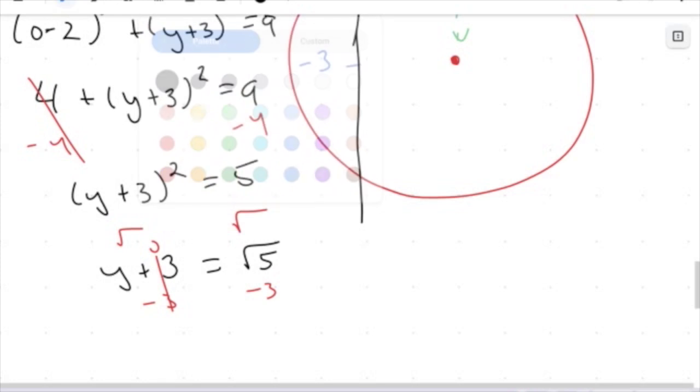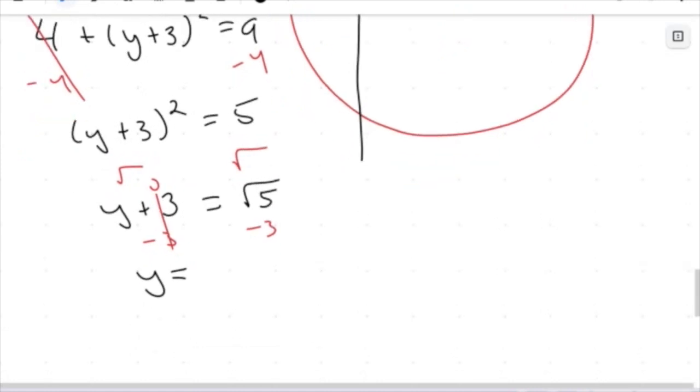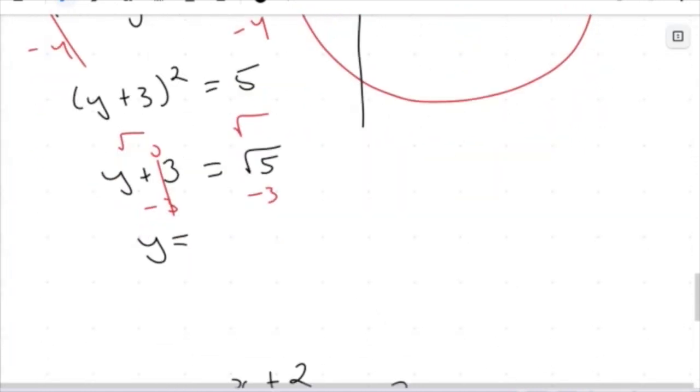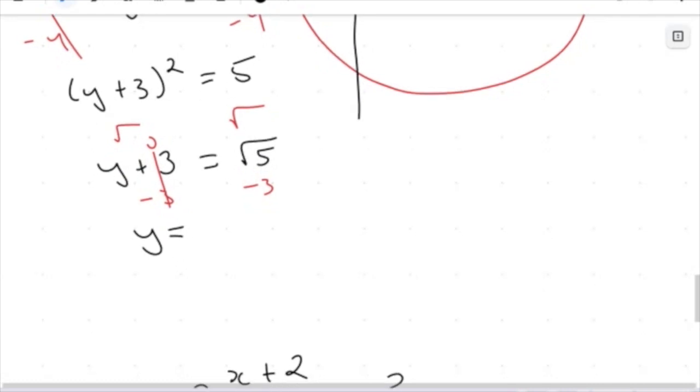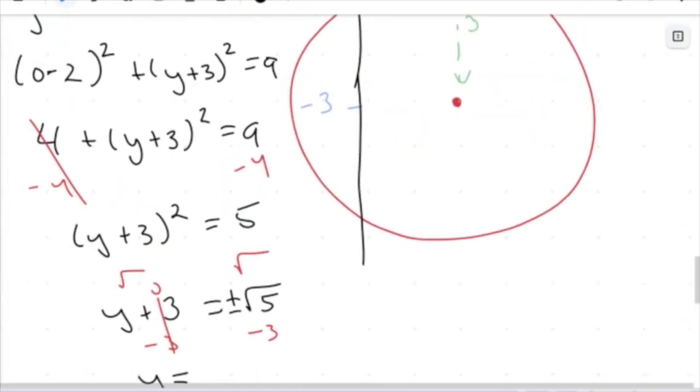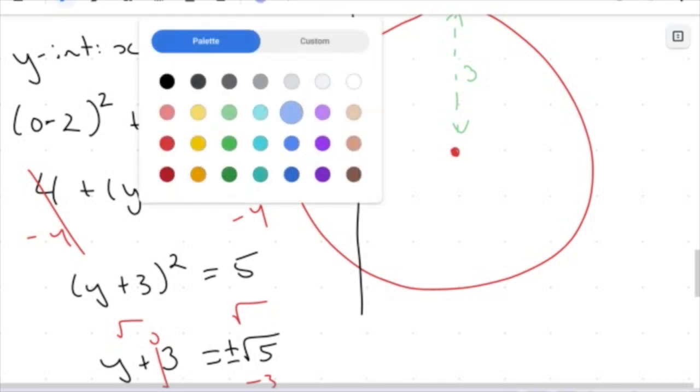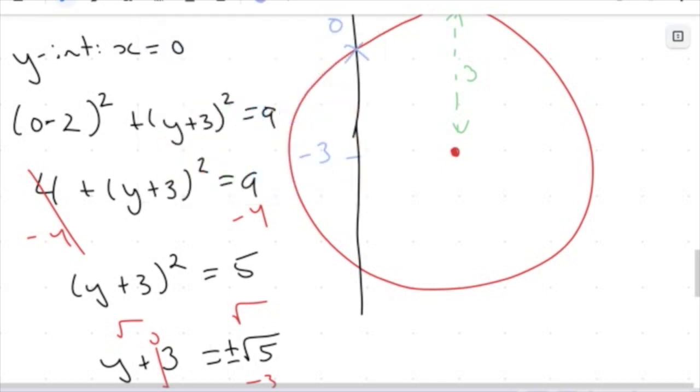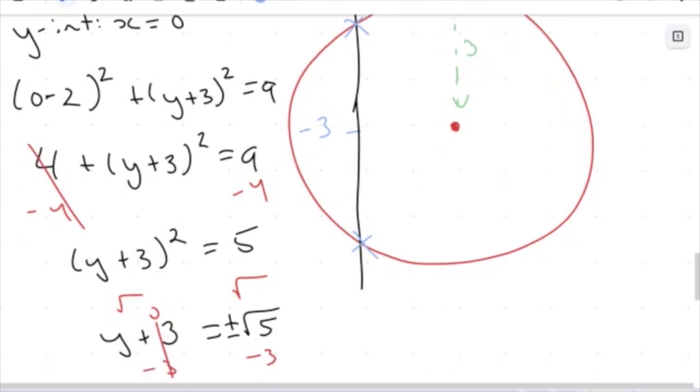So I get my y-intercept is, sorry, I made a mistake, because when I take the square root here, I get plus or minus the square root of 5. So we can actually see there are two solutions, there are two y-intercepts. It crosses it here, and then again down here. So this is how you can sort of sense check your way through these questions too.